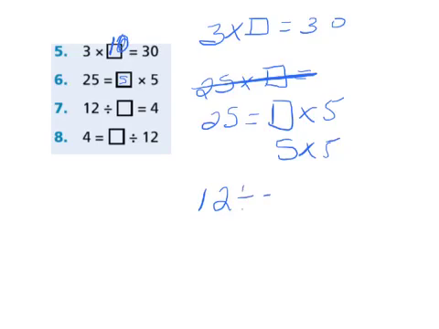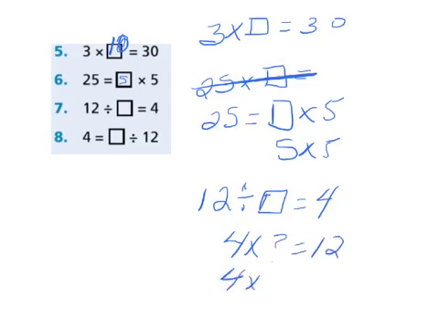12 divided into how many groups is going to give us 4? Again, fact family is quite helpful here. 4 times what is going to equal 12? Well, 4 groups of 3 equals 12. So 12 divided by 3 is also going to equal 4. Fact family is quite helpful there.